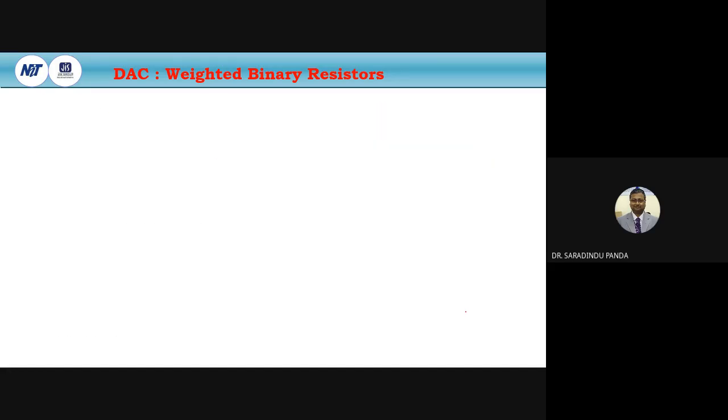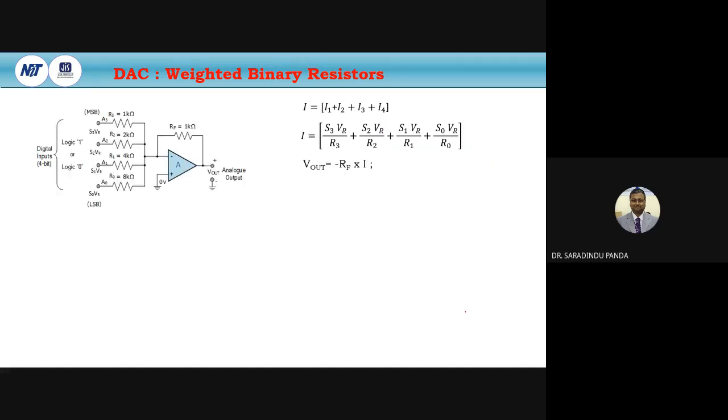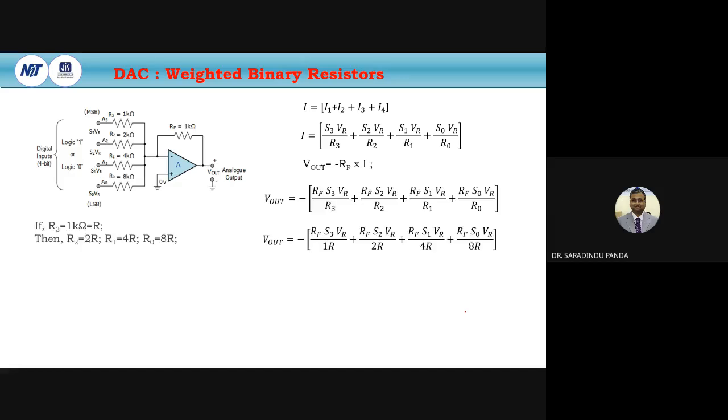Very simple, we can write: if R3 is equal to 1 kilo ohm, equal to R, then R2 should be twice R, R1 should be 4R and R0 should be 8R. So putting that here, we get RF S3 VR by R, RF S2 VR by 2R, RF S1 VR by 4R, RF S0 VR by 8R.